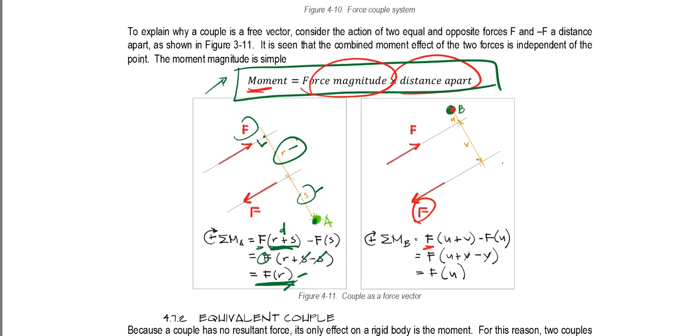F multiplied by the perpendicular distance from this force, positive, since this will create the same rotational effect as our basis. So going in the clockwise direction, we set it as positive. So we have F times the distance, which is V plus U, right? So we have U plus V or V plus U.